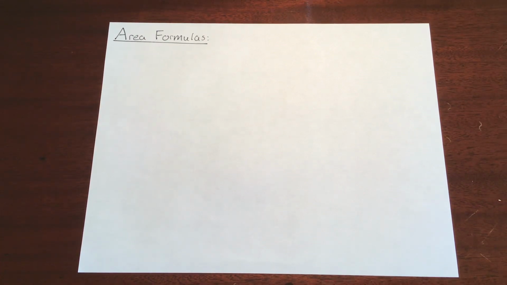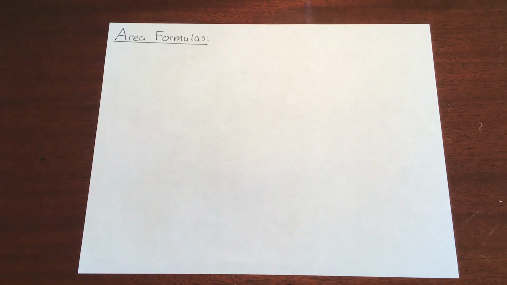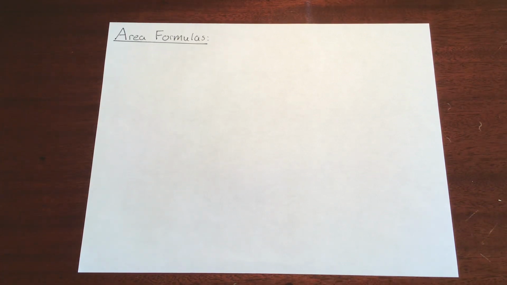Day 2 of chapter 12, continuing on with area. Yesterday we talked about the area of a square and the area of a rectangle. Today we're going to learn 2 more formulas, do a couple of examples with those formulas, and then you'll have a worksheet to complete. Let's jump right in.